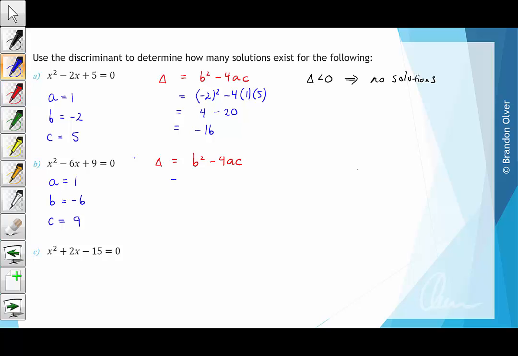So substituting in these values, we have b squared is minus 6 squared minus 4 times 1 times 9. So minus 6 squared is 36, and then we have minus 4 times 1 times 9, which comes out to be negative 36. So all up, delta is equal to 0. So because delta equals 0, that implies that there is one unique solution.